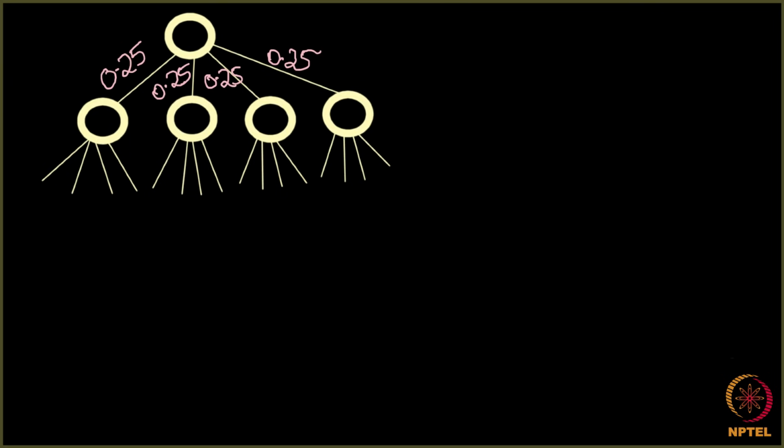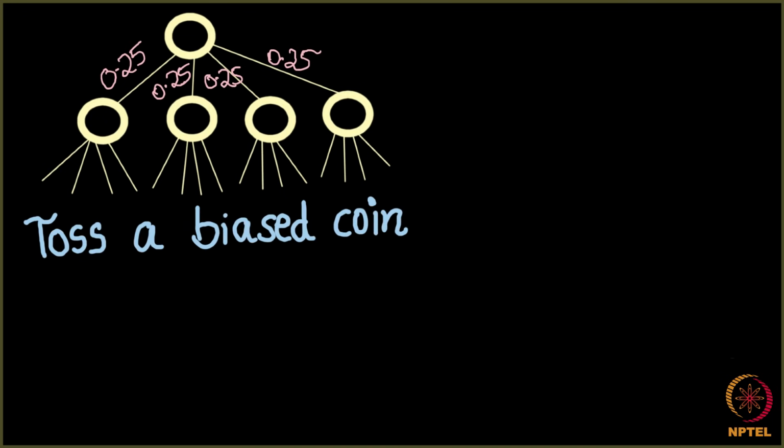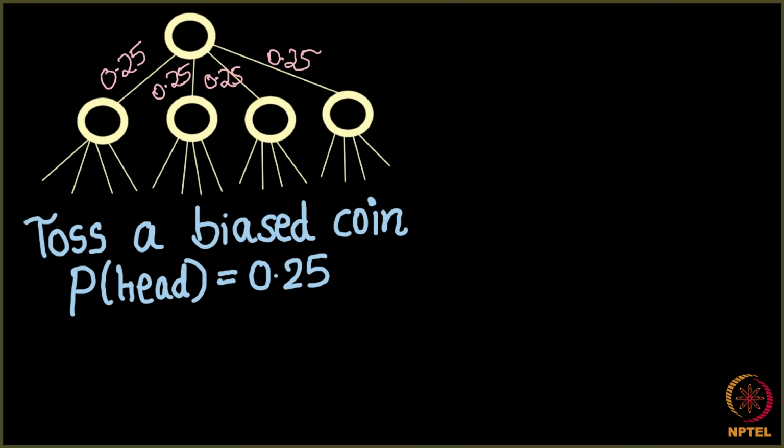Now what do I do in this case? Can I toss a coin in this case? I don't know. A coin gives me head with probability 0.5, tail with probability 0.5. What do I do in this case? What we can do is toss a biased coin, and my biased coin is such that it gives me head with a probability of 0.25 and tail with a probability of 0.75.